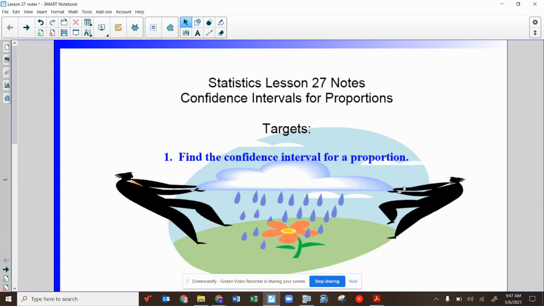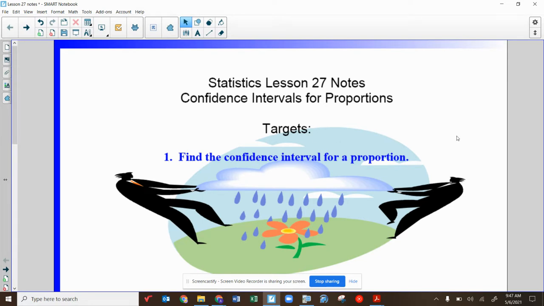Unit 7, Lesson 27 is going to be confidence intervals for proportion. You're going to need your TI-84 calculator to be able to do this. We're not going to use Desmos. Desmos will do some of this stuff, but it's a little more complicated, so we're just going to use the calculator on this. If you have any Desmos questions, I can show that to you.